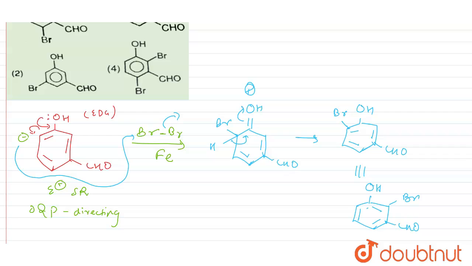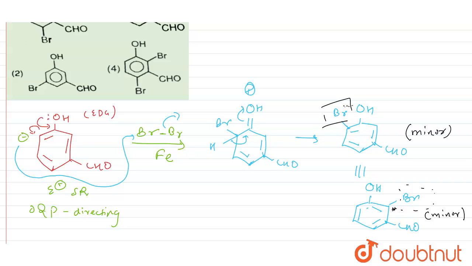Okay, so if you see what is happening here, Br is a big group, right? Bromine is a heavy atom, and a heavy atom placed between hydroxyl and CHO will experience some steric hindrance, and therefore this product would be a minor product. Similarly, in the next product, Br and OH are both bulky groups, and they will feel steric hindrance with each other, so this is also a minor product which is formed.